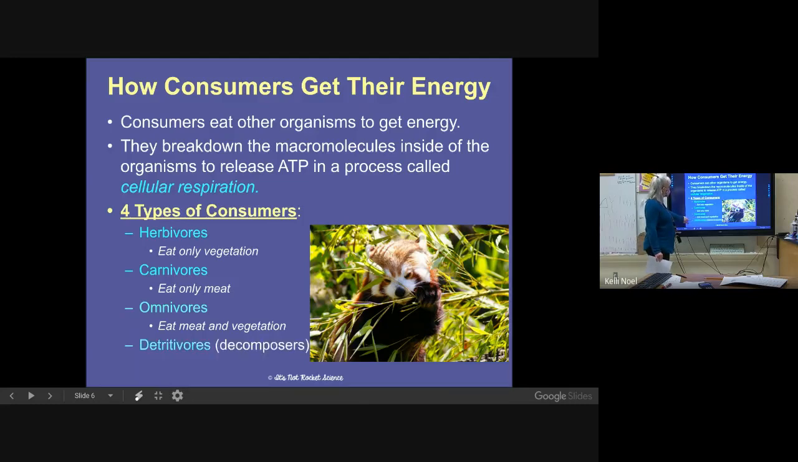And then a new one here, detritivores. These are actually decomposers. This would be like your mushrooms, your fungus that are growing. It could be some bacteria. Anything that is going to come and feed off of decomposing living things that have died.